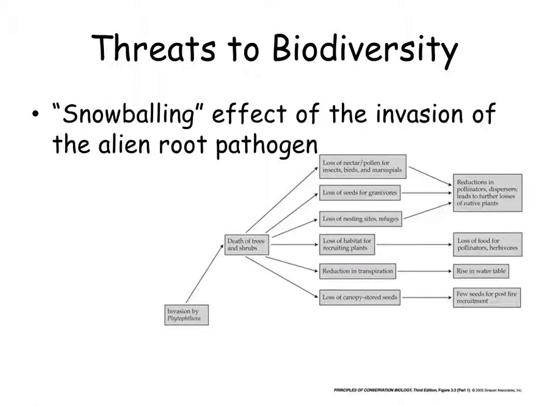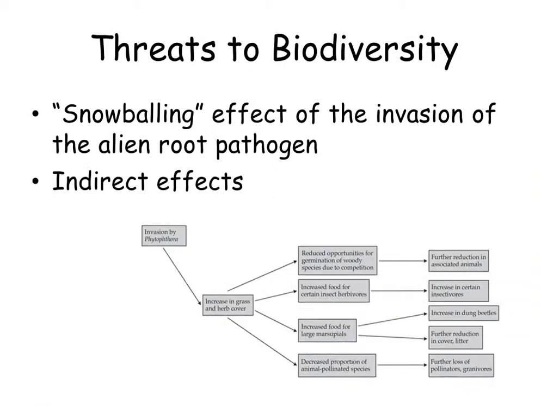So here's an example of invasion: death of trees and shrubs, and then you can see how it is catastrophic in the end because you lose nectar, you lose seeds, loss of sites of refuges, loss of habitat, reduction in transpiration, loss of canopy, stored seeds, and then you lose pollinators, loss of food for pollinators and herbivores, rise in water table, few seeds for post-fire recruitment. So you can see how that works.